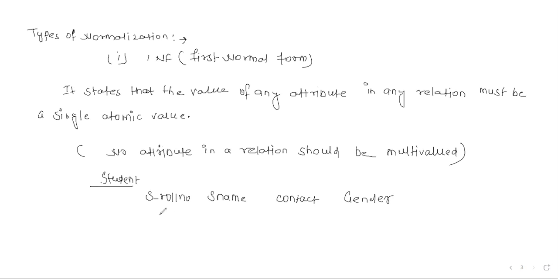Roll number will be unique, for example, 101, 102, 103. Name may be repeated: Ram, Ram, Mohan. Contact is, for example, 1, 2, 3, 3, 4, 5, 2, 4, 5, 6, 7, 8. We are writing in rough. Okay. Gender is obviously one gender will be there.